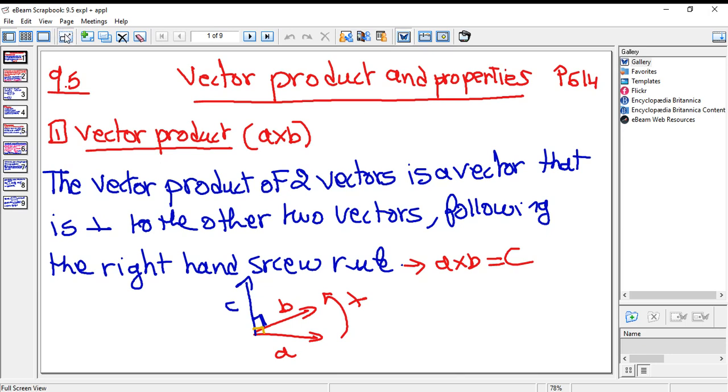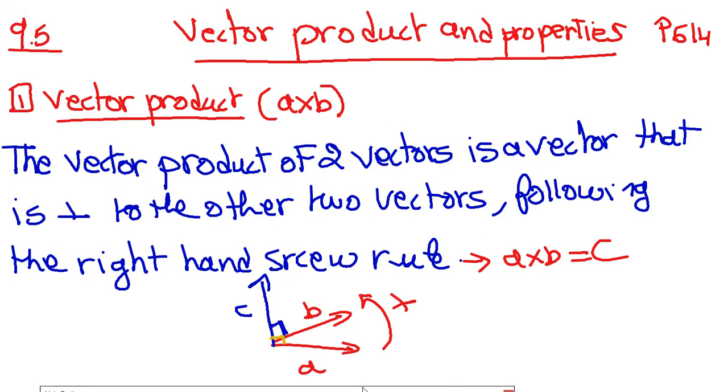So now we are in lesson 9.5. It's about the vector product and its properties. We already did, in the preceding lesson, the dot product or the scalar product. Now we're going to do the vector product.